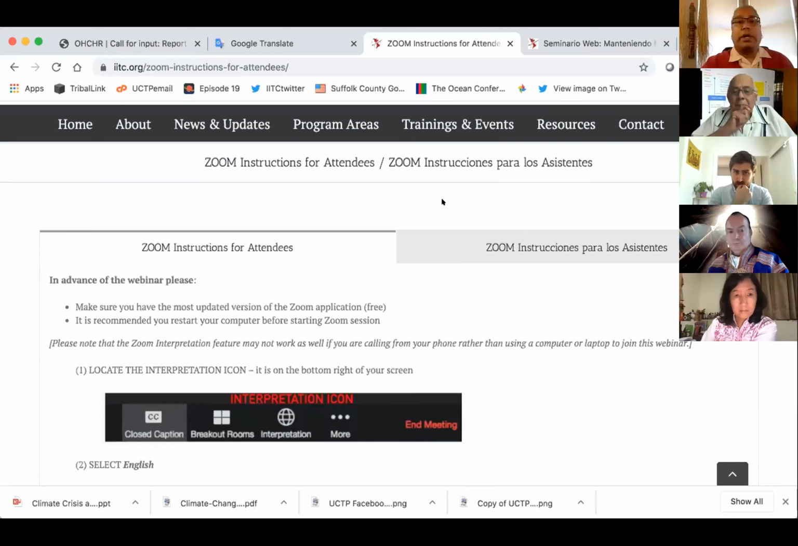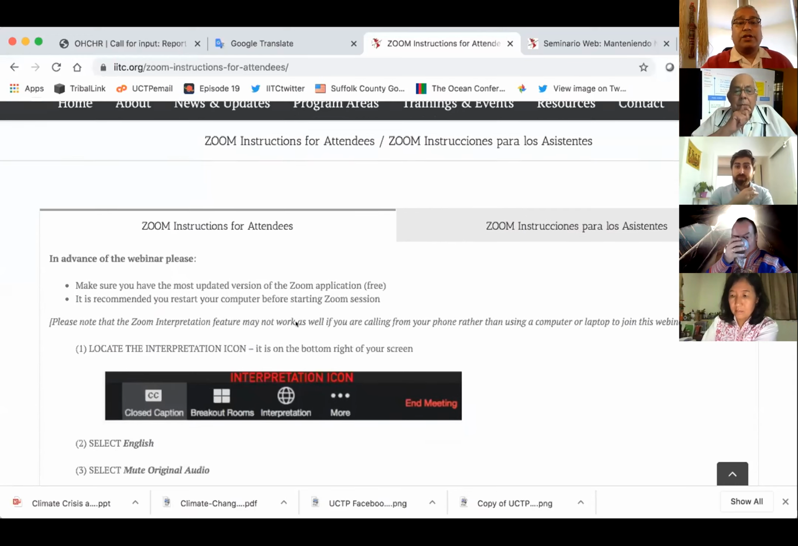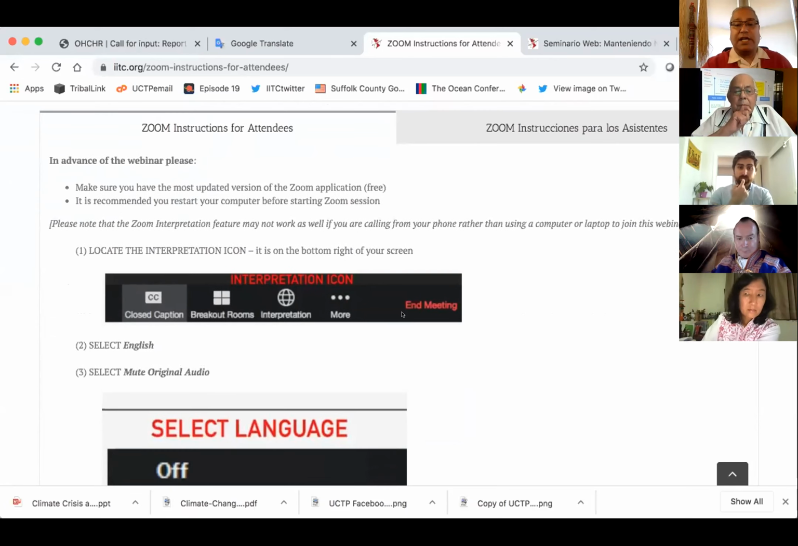I'm going to start first with the English translation so that you can all see, and just give me a moment here so I can share my screen with you. Okay, you should all be able to see my screen right now. These are the instructions in English for the Zoom attendees.